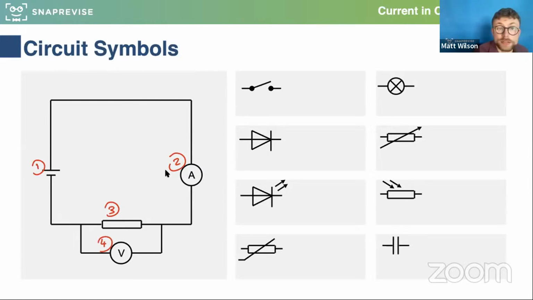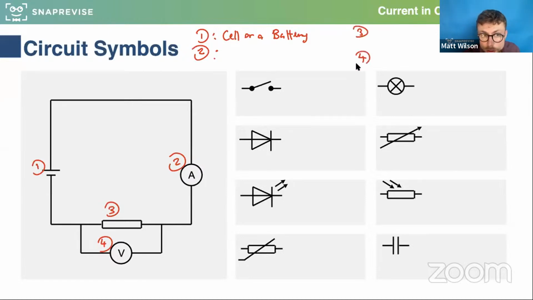What are the names of each of these components? So for instance, in the chat, you could say number 1 is a cell or a battery. So what is number 2, for instance? And what is number 3? And what is number 4? So I'll put in number 4. Number 4 is a voltmeter.